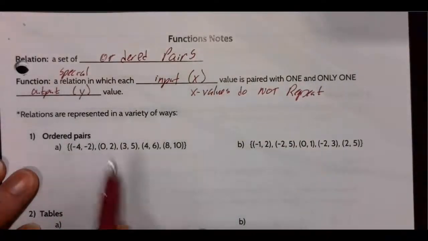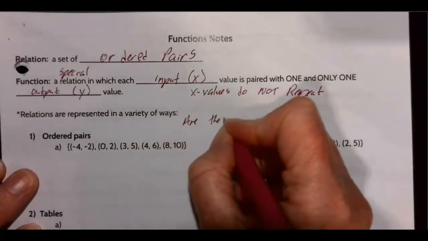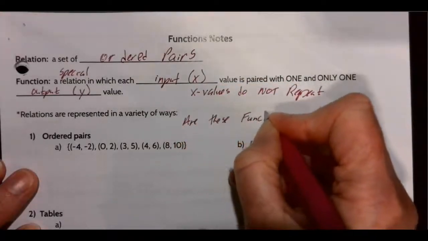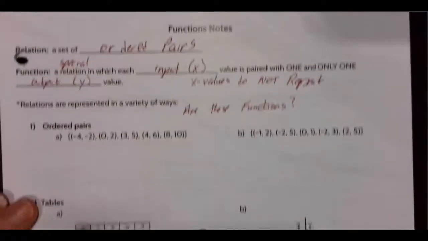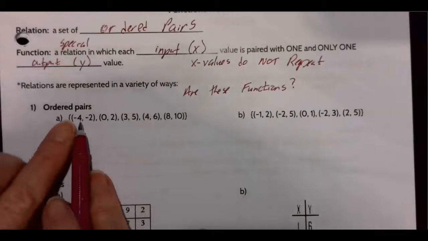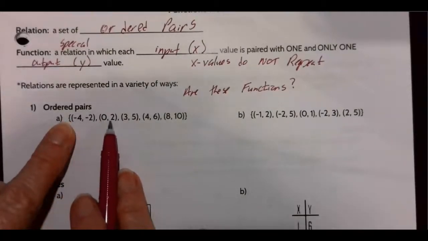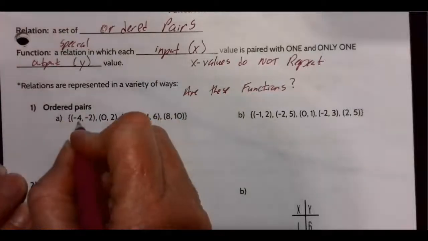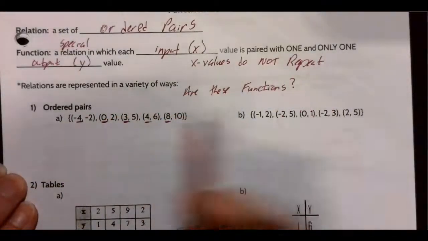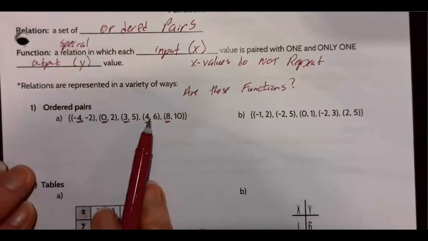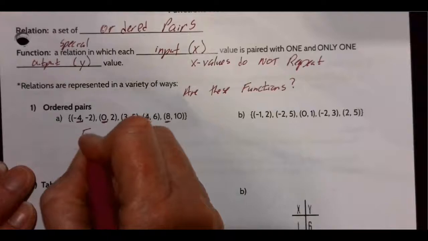So what we're going to do now is look at all these relations and find out, are these functions? So here we go. Here's my input, here's my output. My input has one output. But our input can only have one output, so our input has to be very specific. It cannot repeat. So is this a function? Yes, this is a function.